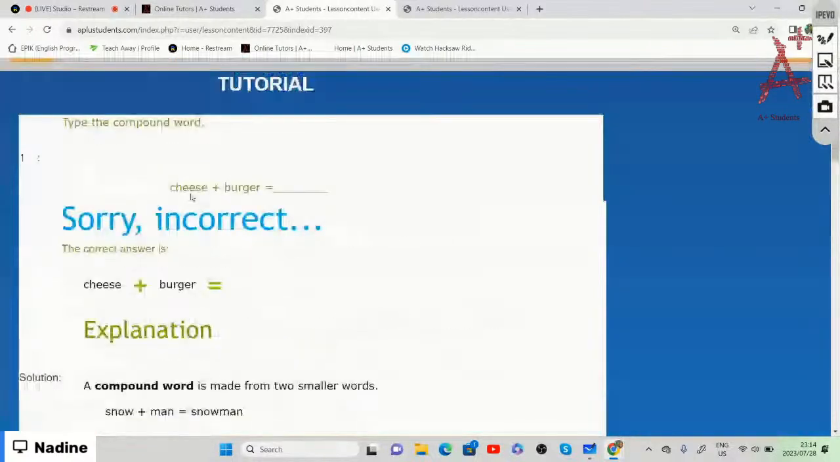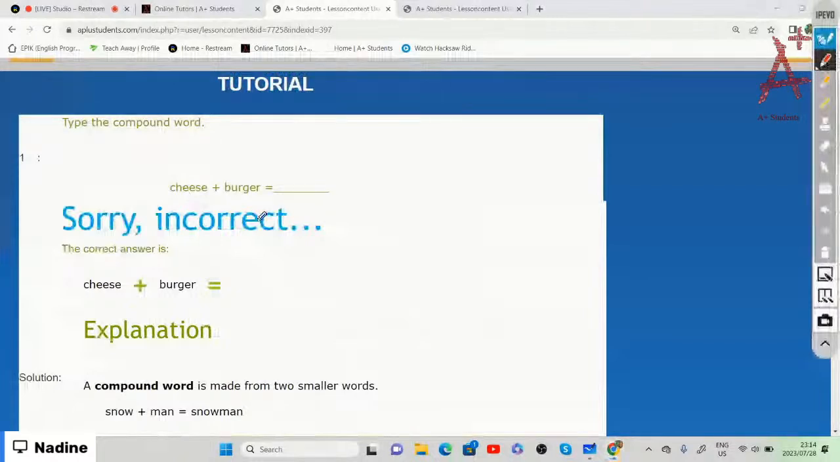So cheese plus burger. We need to choose the correct compound word. So cheese plus burger equals cheeseburger. So it's cheeseburger, and that is cheese plus burger, and it becomes one word, which is cheeseburger. That is where we took two small words that are combined together in order to make a compound word.